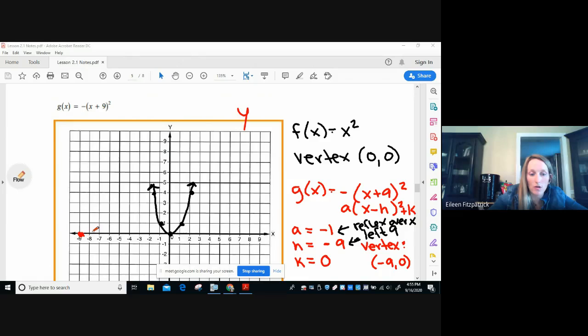From the vertex, I'm going to go out 1, down 1. And the same thing on the other side, out 1, down 1. Then I'm going to go out 2, down 4, and from the vertex out 2, down 4 on the other side. Okay, and I could keep going, out 3, down 9, and so on and so forth. But that, my friends, is your parabola. Okay, let's try another one.